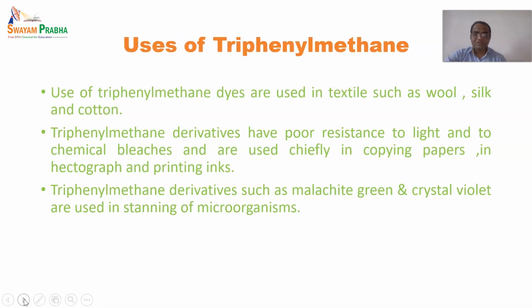Triphenylmethane derivatives such as malachite green and crystal violet are used in staining of microorganisms. So you might know, in microbiology, for gram staining, negative staining and positive staining of bacteria, we require such type of reagents.